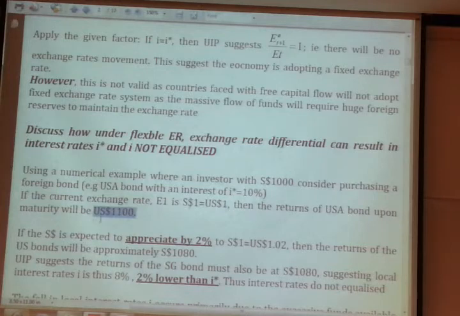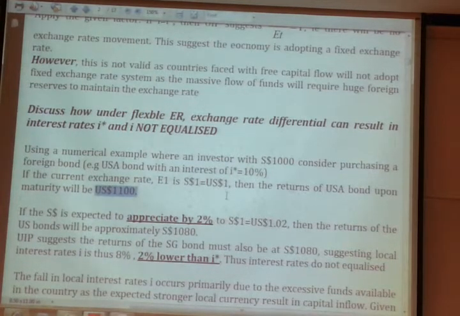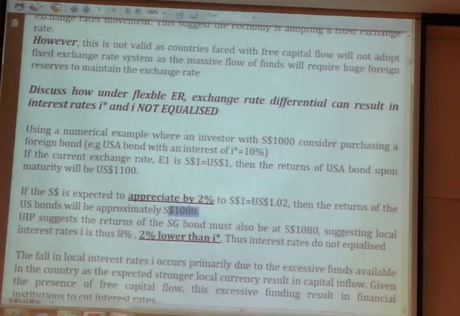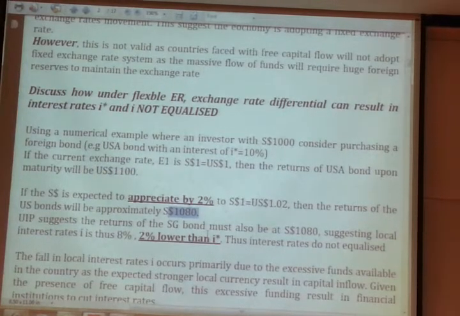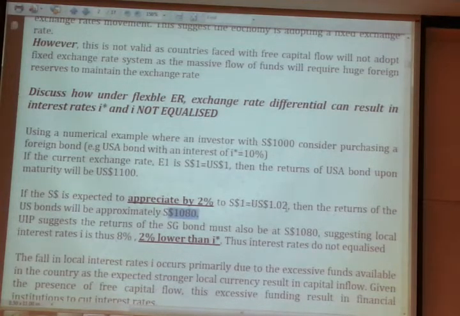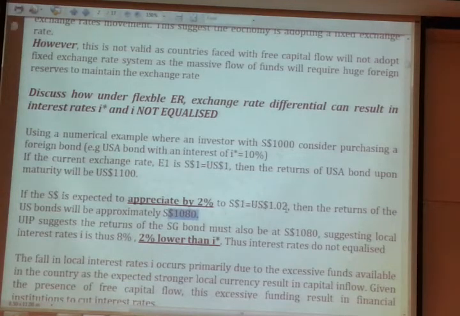So using the US 11,000, you need to convert back to Singapore dollar. So you give a scenario. The Sing dollar will appreciate by 2%. Singapore dollar is stronger. The US 1100 will get lesser, which is 1080. In the exam, when you don't have a calculator and you forget the answer, it's very clear it's lesser than 1100, because 1100 divided by 1.02 must be lesser. So don't freak out, even if you forgot what is the answer. Just say the returns of the US bond will be less than Singapore 1100.